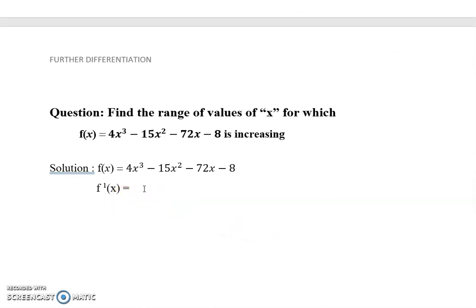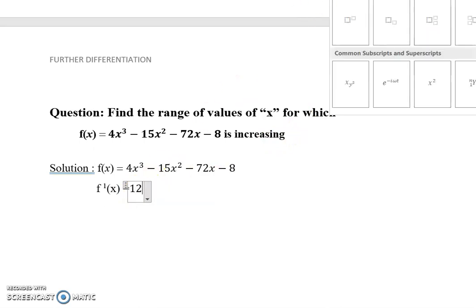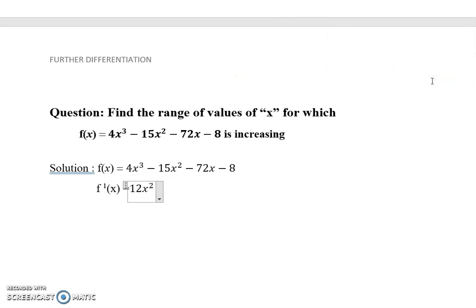The differentiation of 4x cubed is, I'll write it here, just follow that. 12x squared minus 15 times 2x, so 15 times 2x, minus 72. Okay, so this is the differentiated part of the equation.